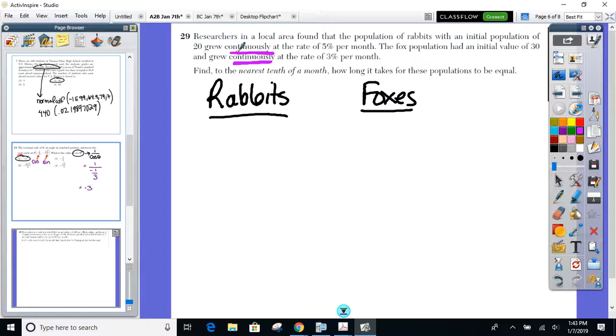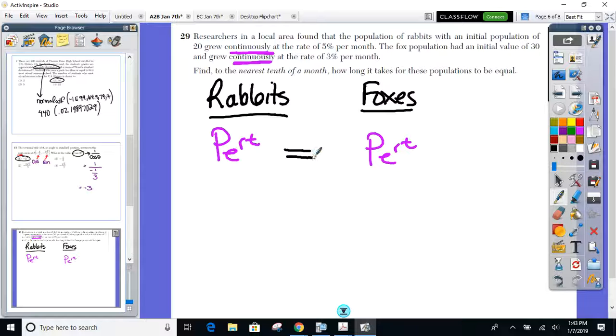Nice job. Some of you are finding it. It's the old PERT, right? Anytime I'm doing anything continuously, the old PERT. And I want to know when they're equal to each other. Can you help me fill it in? Rabbits first. What should I plug in for P? How many rabbits are there at first? There are 20 rabbits.